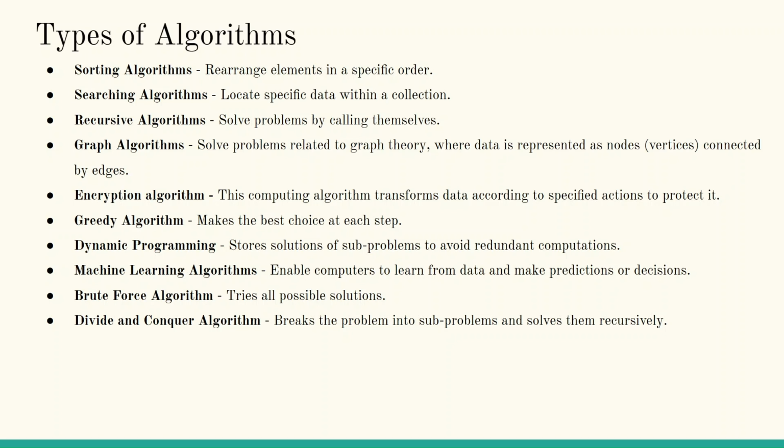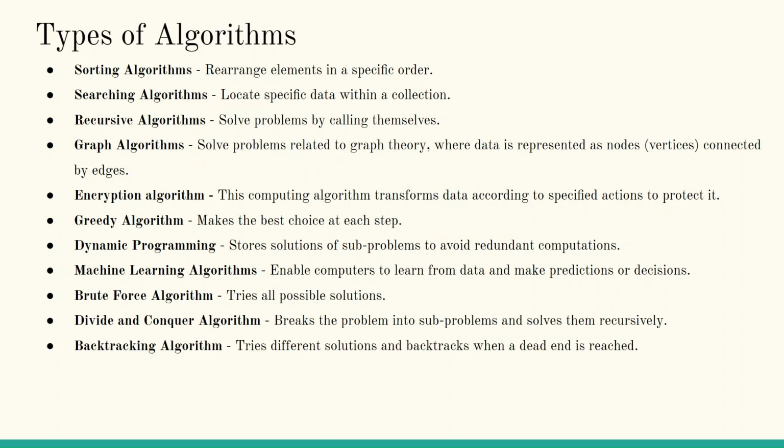This common algorithm is divided into two parts. One part divides a problem into smaller subproblems. The second part solves these problems, then combines them to provide a solution. Backtracking algorithm. This algorithm finds a solution to a given problem in an incremental approach and solves it one piece at a time.